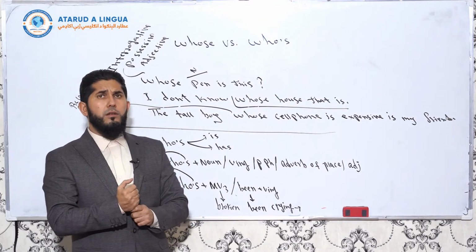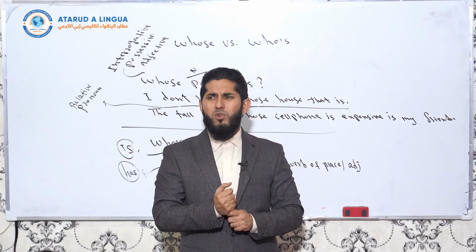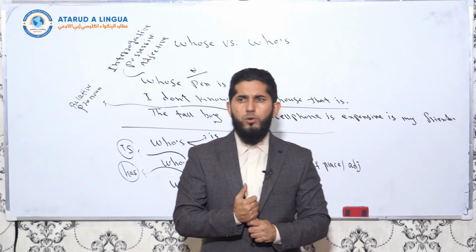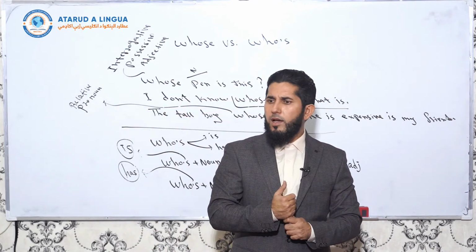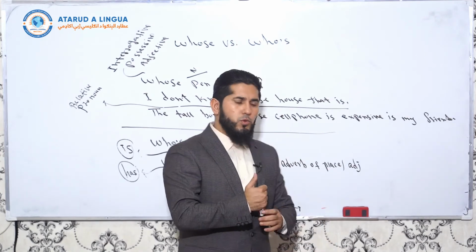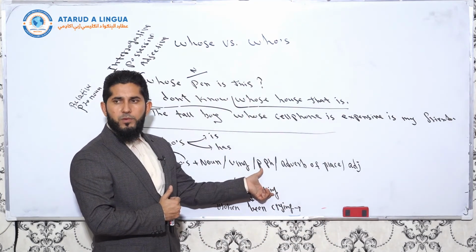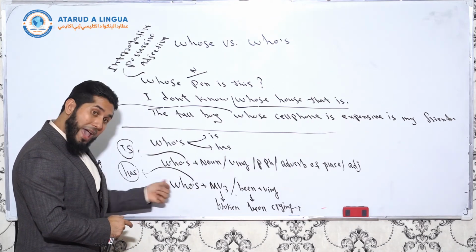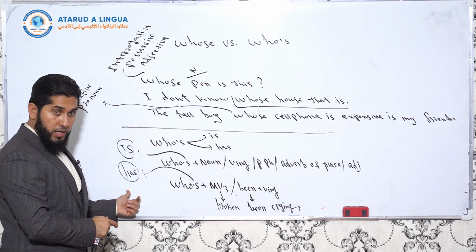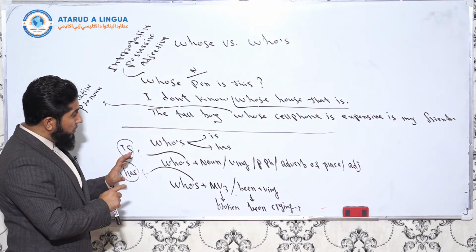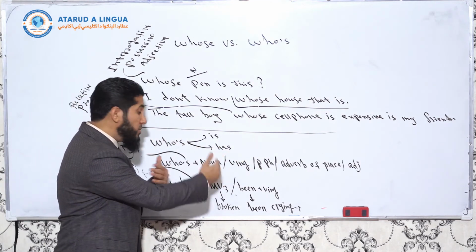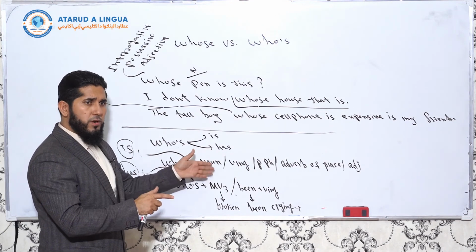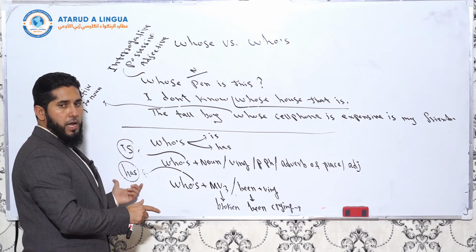Or who's been crying since morning? Who's been teaching this class for an hour? Who's been living in Kabul for a long time? So if you see been plus verb-ing, again, you should know that this is the short form for has. Understood? So if you pay attention to what comes after this contraction, you will understand whether it is the short form for is or has.